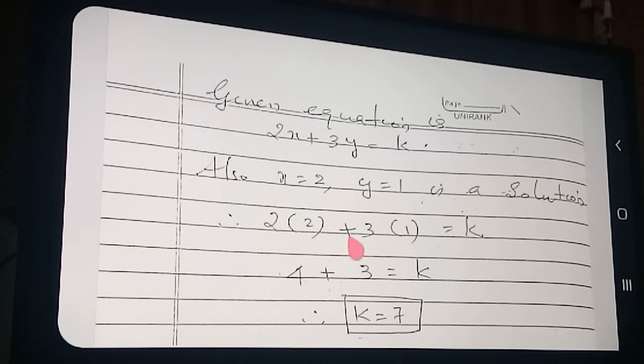Okay students, copy it. So, for this type of sum, if it is given that it is a solution, directly apply in the equation. In the place of x, you apply the value of x, and in the place of y, you apply the value of y, and you will get the answer directly. Okay. Clear? So, what is the value of k? What did you get? k is equal to 7. Okay, now copy it.